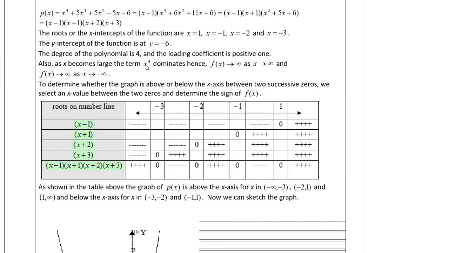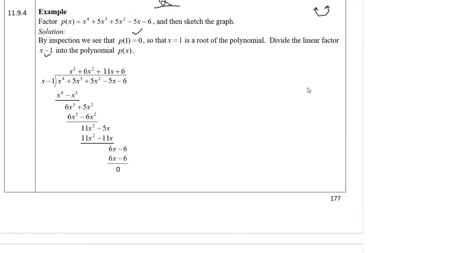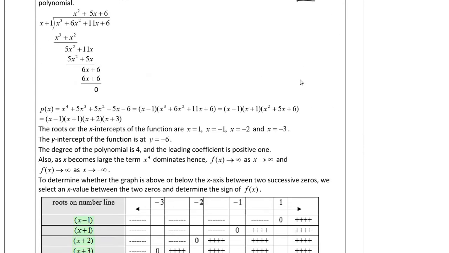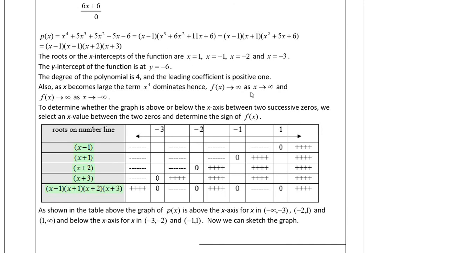And then the end behavior, as we said, both arms up because it's even. So when x approaches infinity, it will be positive infinity for p. And if x approaches negative infinity, p will approach positive infinity.